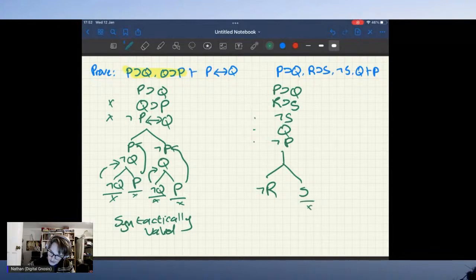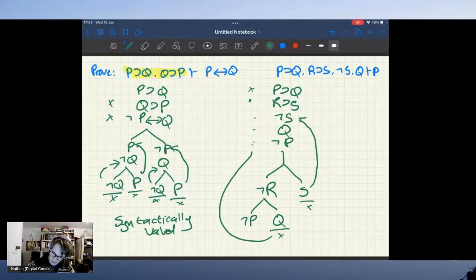We do have a contradiction on this side, but we still have one branch open. And then we're going to go not P, Q, and then we've done that one. We do have a contradiction here. So that branch closes. But importantly, this branch does not contain any contradictions. So we've exhausted our rules.